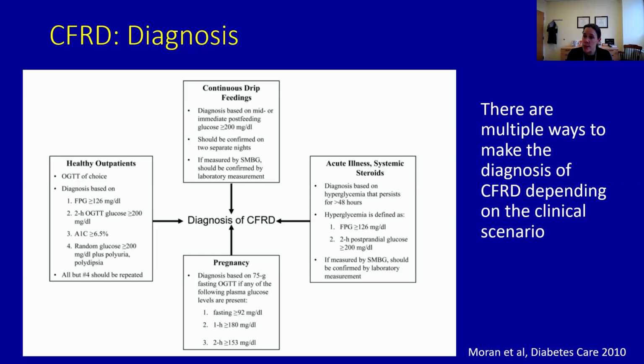Now, unique to CFRD, you can also make the diagnosis of diabetes if a patient is receiving overnight tube feeds, which is not uncommon, as an approach to improve their nutritional status. If they have high blood sugars during or after the tube feed, confirmed on 2 separate nights, and the blood sugar is above 200, that can be used to make the diagnosis. And then also we can make the diagnosis during a period of acute illness. If people have fasting hyperglycemia or 2-hour postprandial hyperglycemia that's persistent for more than 48 hours, that can also make the diagnosis.